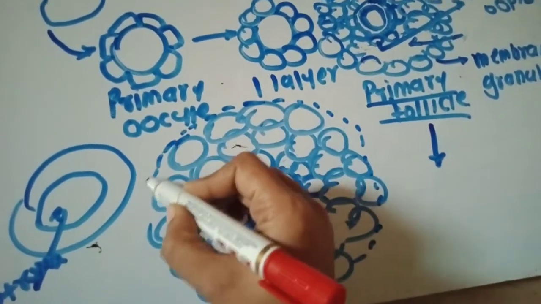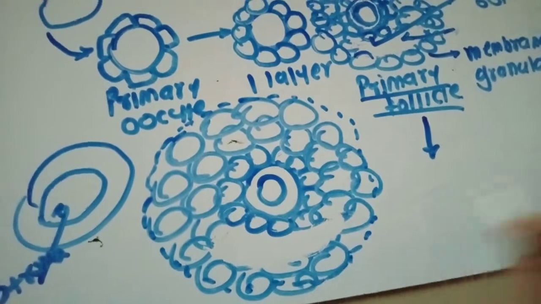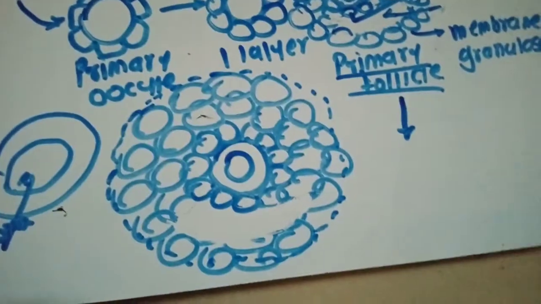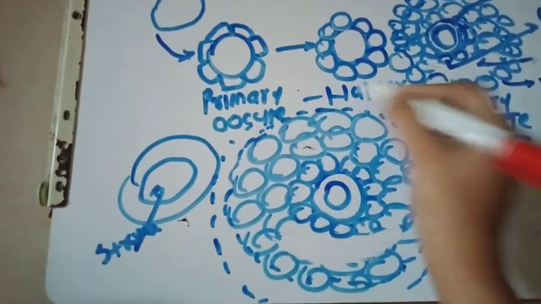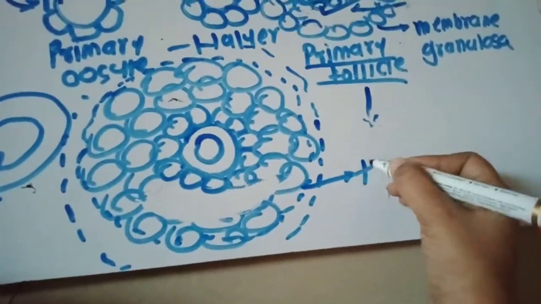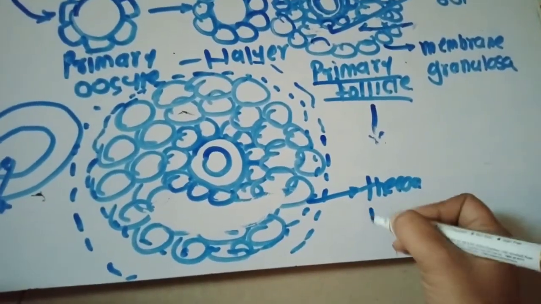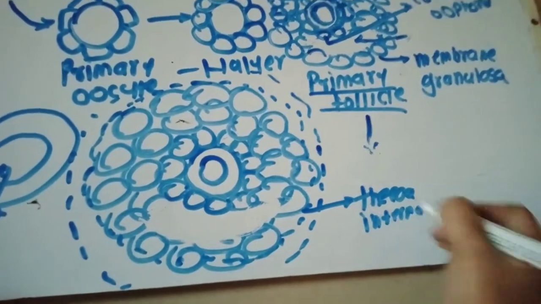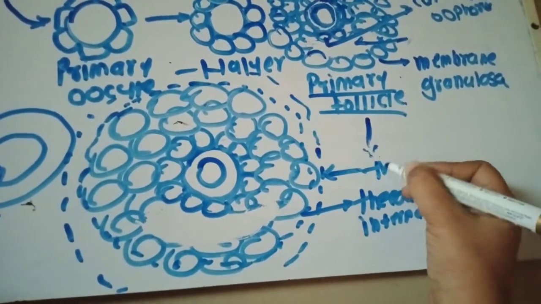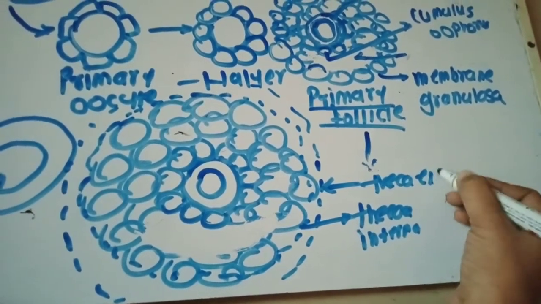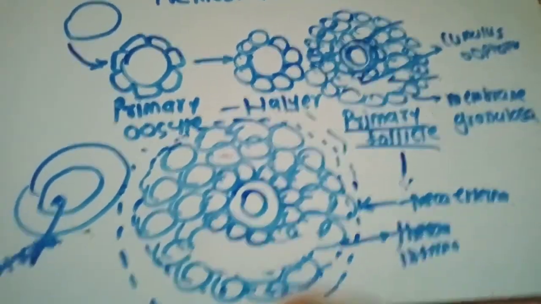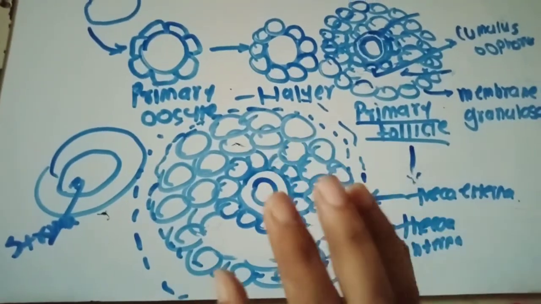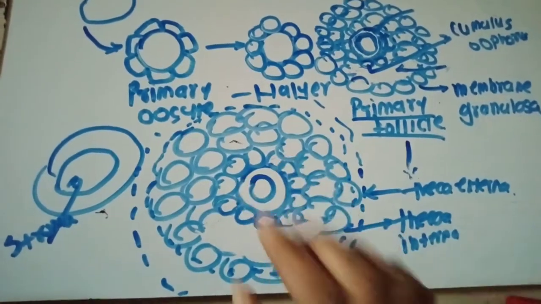These are the connective layers. The innermost layer is called the theca interna, and the outermost layer is called the theca externa. Now this matured secondary follicle is called the Graafian follicle.